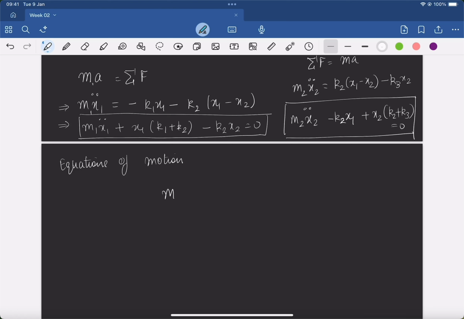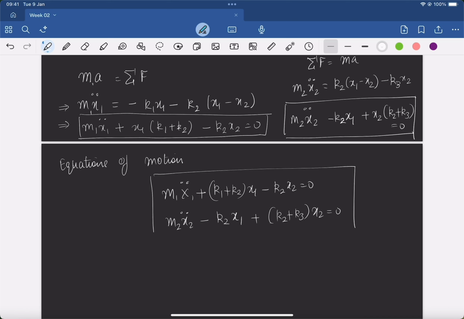So we have m1 x1 double dot plus (k1 plus k2) into x1 minus k2 into x2 equal to 0. m2 into x2 double dot minus k2 into x1 plus (k2 plus k3) into x2 equal to 0. Okay, so those are our two equations of motion.